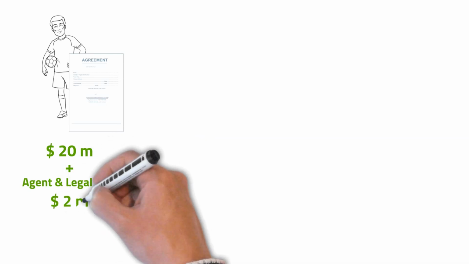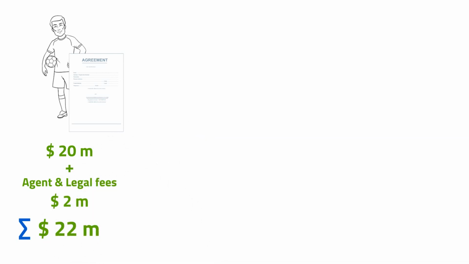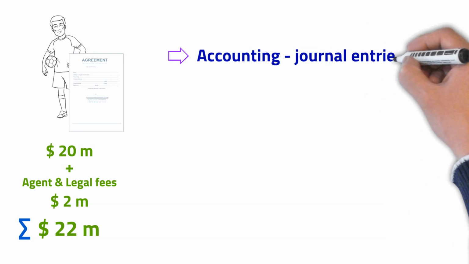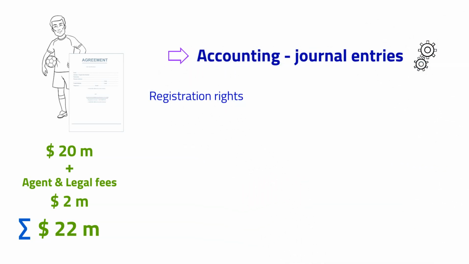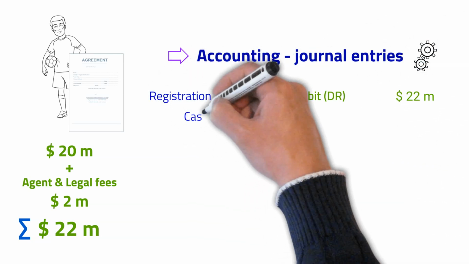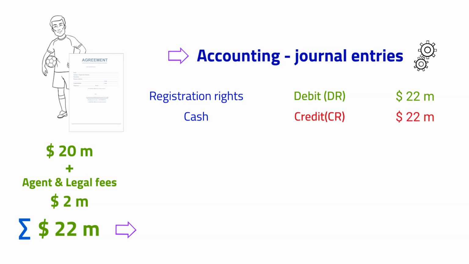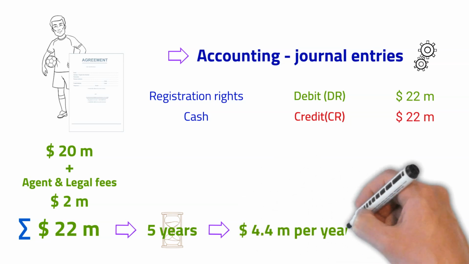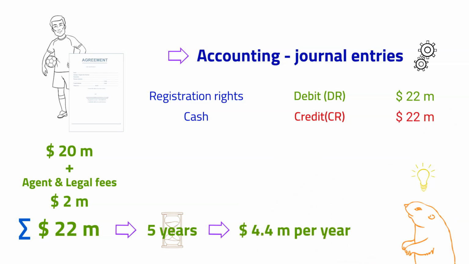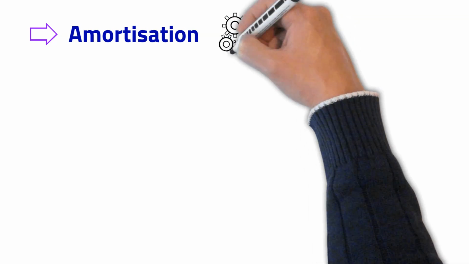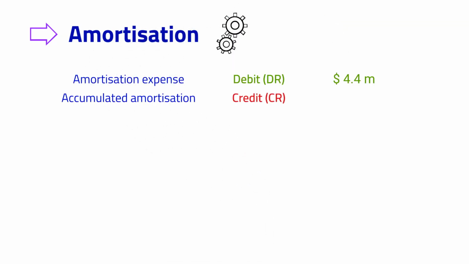We start with the transfer of a player. Let's imagine we pay the selling club $20 million plus $2 million of agent and legal fees. The journal entry would be debit player registration right in fixed assets $22 million, credit cash $22 million. If the contract length is 5 years, we will get straight-line amortization of $4.4 million per year. The journal entry each year then would be debit amortization $4.4 million, credit accumulated amortization $4.4 million.